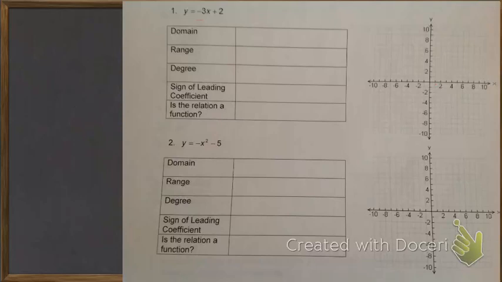So the first example states y equals negative 3x plus 2. This is a linear relation. So the domain is x can be any real number. The range is y can be any real number. The degree of a linear relation is always 1. That's the highest exponent.